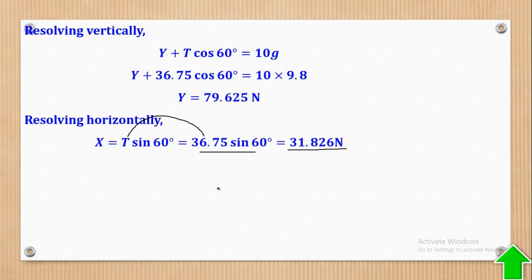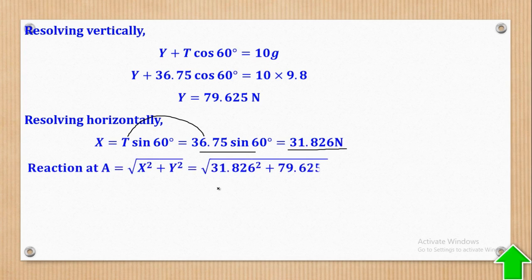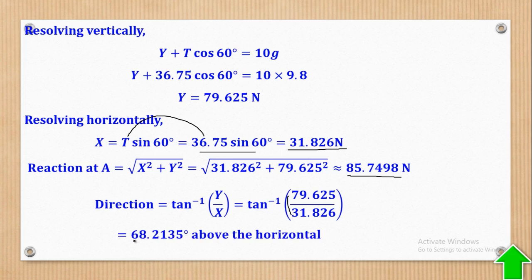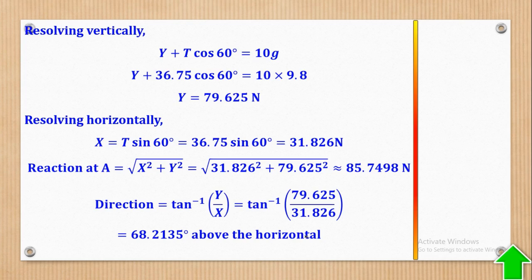31.826 newtons. So now that I have the values of X and Y, I can get the magnitude of the reaction from Pythagoras theorem, and it will be equal to 85.7498 newtons. Then the direction will be arctan of Y over X, which will be arctan of this over that, which gives me 68.2135 degrees above the horizontal. So basically that's what they wanted.